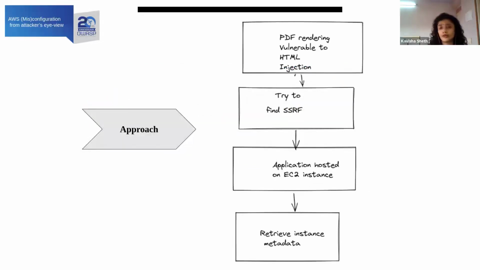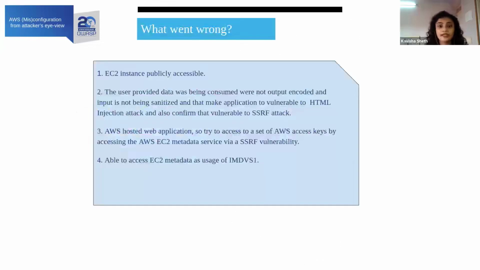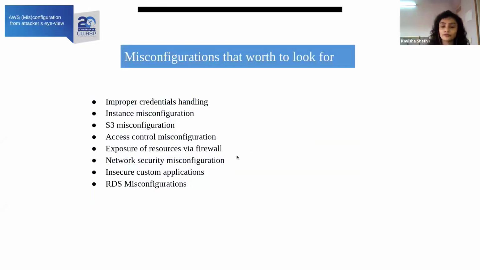So this was my approach so far. The PDF rendering functionality was vulnerable to HTML injection. Try to get SSRF. Now the application is hosted on an EC2 instance, so retrieve the instance metadata. We have discussed all this, but what went wrong? The IMDSv1 version was being used, and that's why you are able to get the AWS credentials. And the application was vulnerable to injection attacks because there is no proper input validation.